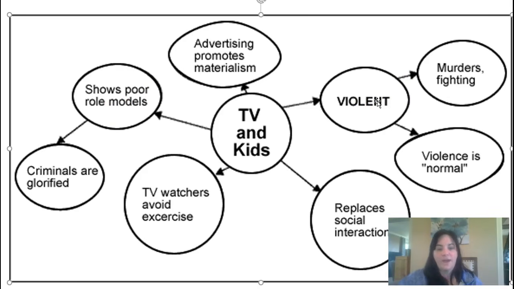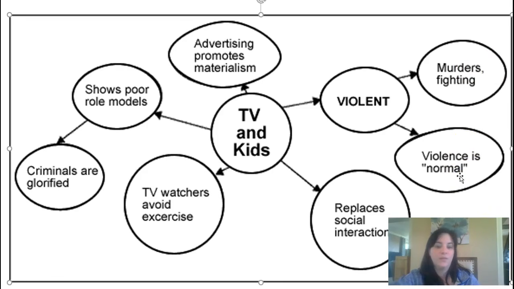Then the student thought about some of these topics in a little bit more detail. For example, TV has poor role models. And from there, we have the smaller detail that the criminals are glorified. When it comes to how TV promotes violence, the student thought about more details for that, including that TV shows murders and fighting, and TV depicts violence as normal.